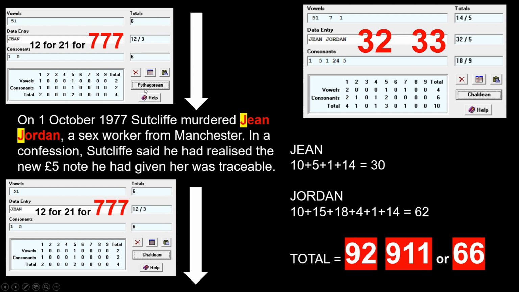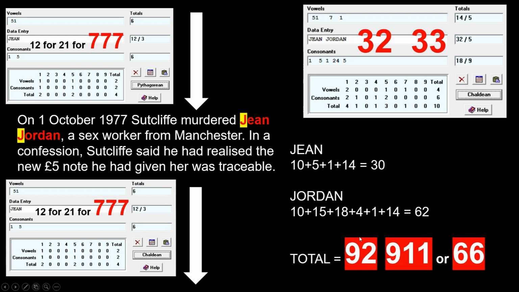He's 12 in Pythagorean numerology, and it's also 12 in Chaldean numerology, a little bit like Anna was, I think one of the first ones. And 12 can be reversed for 21 for 777, and the same here. And we've got Jean Jordan gives us 32 in Chaldean. 32, as we said, can be 32 levels of the Scottish Rites of Freemasonry, or it could be 2 3s for 33. Now Jean adds up to 30 in English, and Jordan adds up to 62.